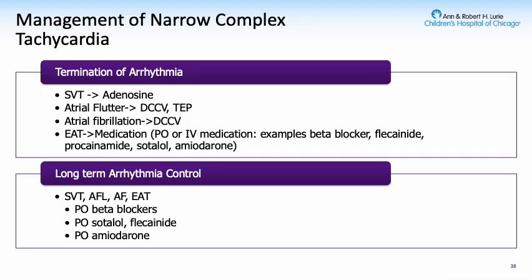Long-term arrhythmia control is all about oral antiarrhythmics, and the choice of those is really usually a stepwise progression based on how serious the arrhythmia is and how sick the patient is.